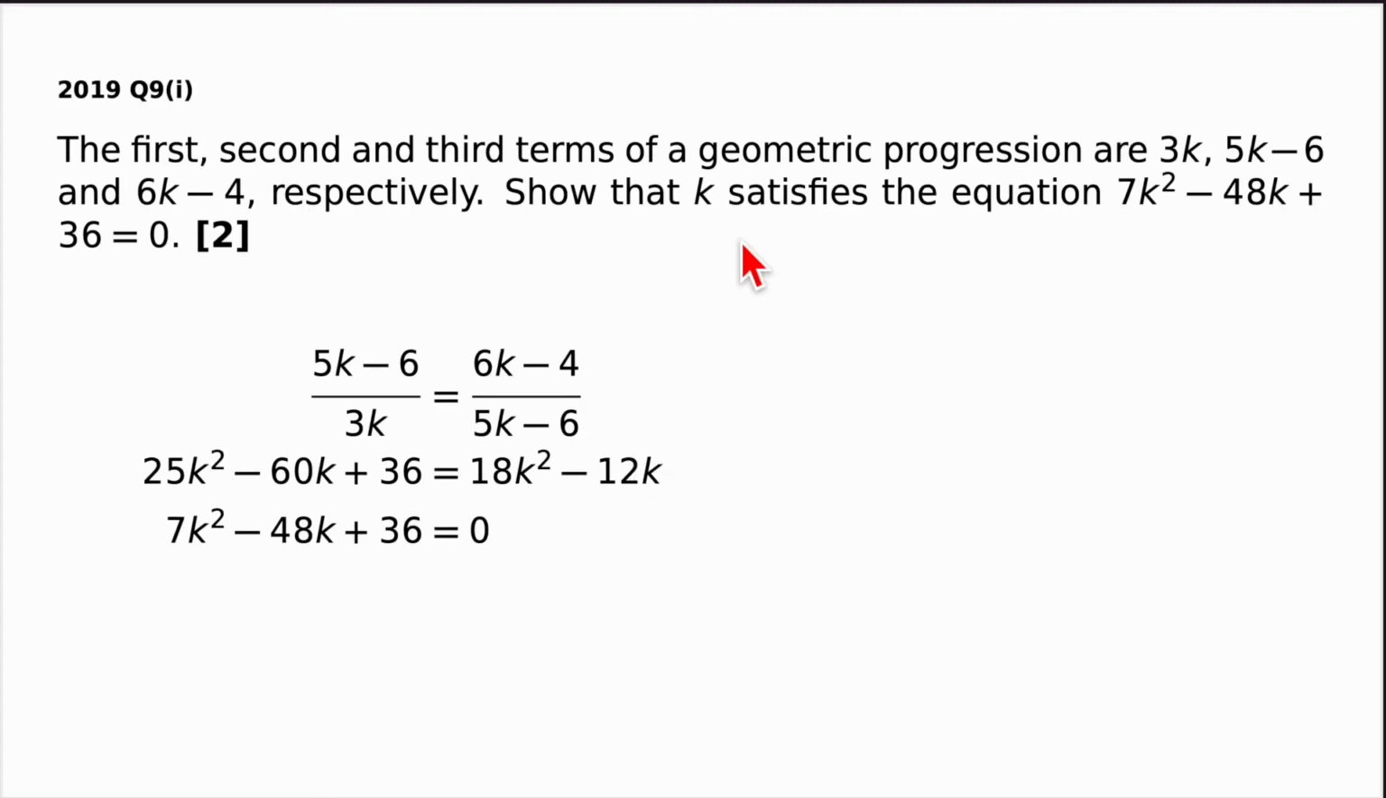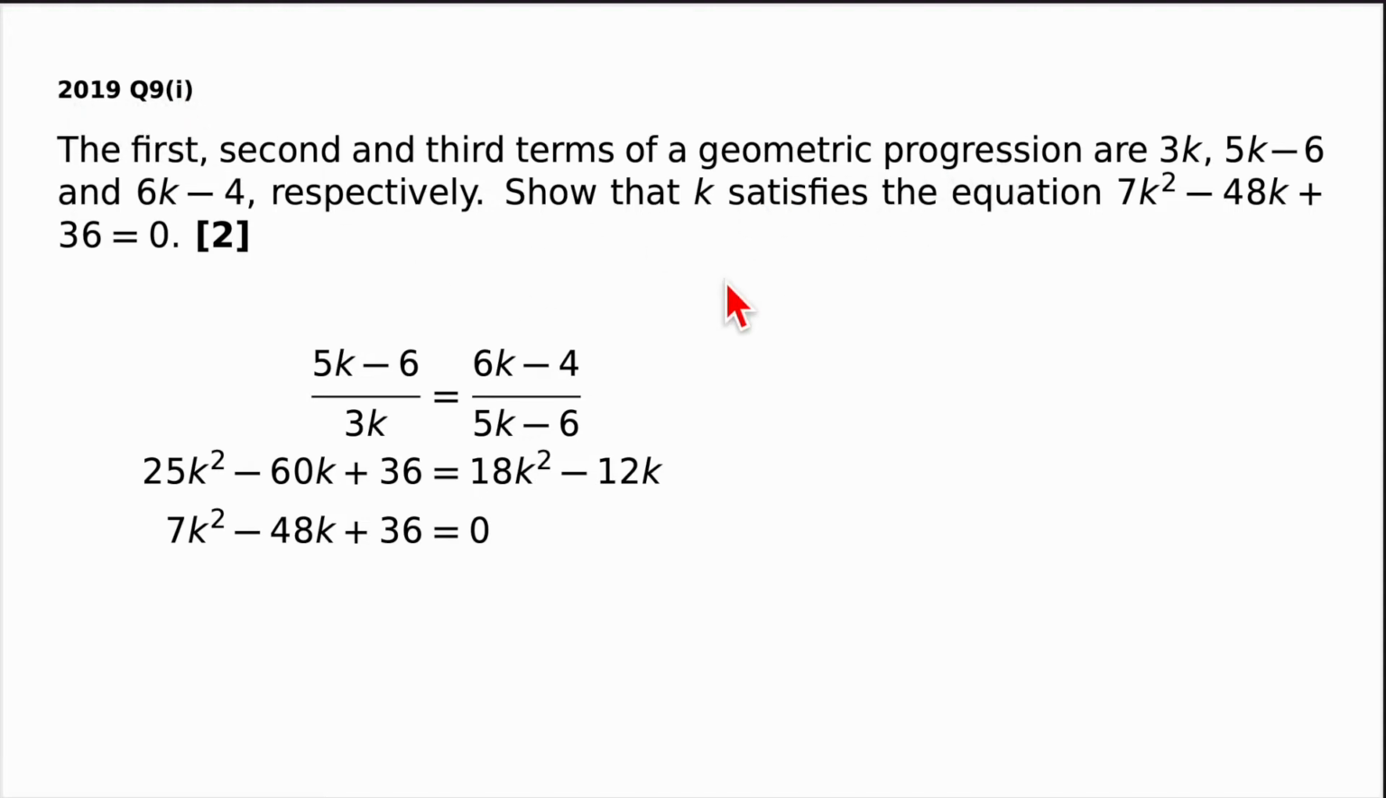Here's another question, this time involving a geometric progression. It says the first, second and third terms of a geometric progression are 3k, 5k minus 6, and 6k minus 4 respectively. It says show that k satisfies the equation 7k squared minus 48k plus 36 equals 0. This is only worth 2 marks, and it's only part I of a question from 2019.